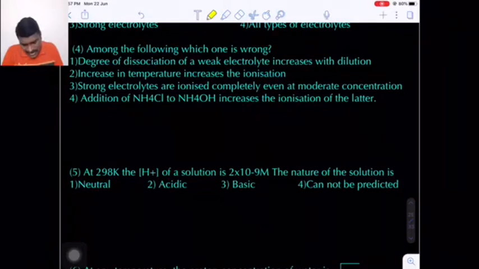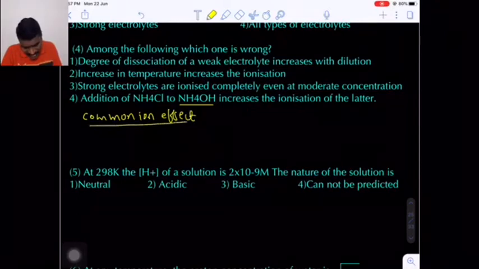Okay. Now addition of NH4Cl to NH4OH increases the ionization of the latter. Latter means NH4OH. So this is an incorrect statement. Why? Because we studied the common ion effect. In the common ion effect, the ionization of a weak electrolyte decreases in the presence of a strong electrolyte which contains one ion common with the weak electrolyte.